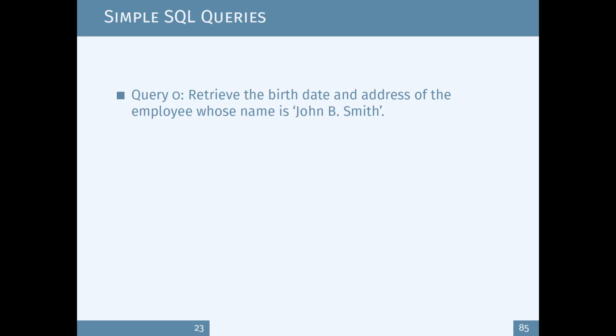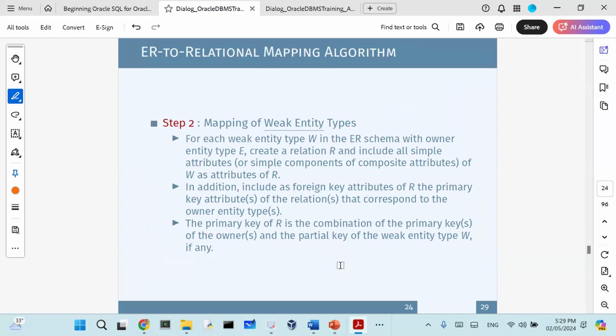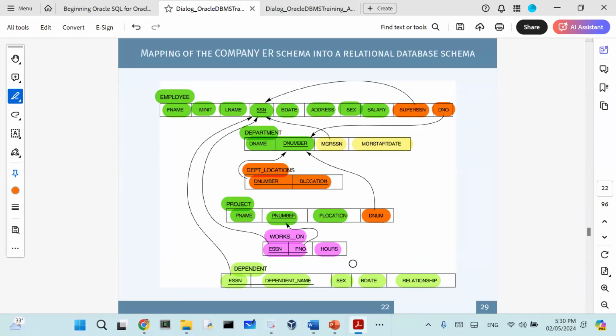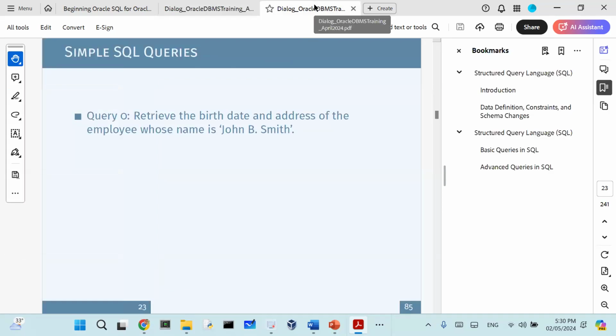Let me give you the table structure. The table structure is, you can see the table structure. You have employee: first name, middle initial, last name, social security number, birth date, address, sex, salary, supervisor social security number, and department number. These are the attributes we have. So having said that, how do you write the answer for this?